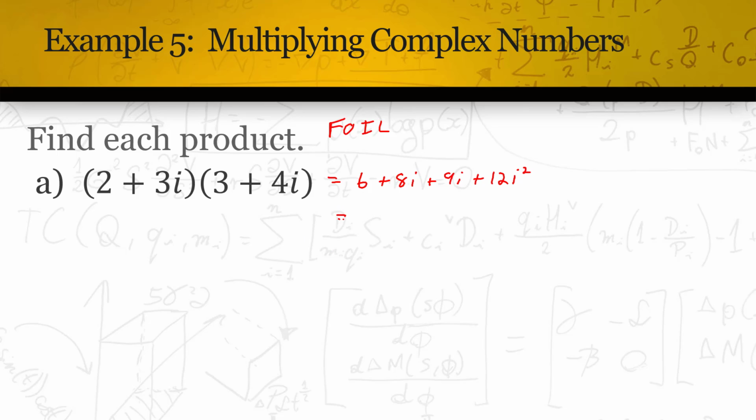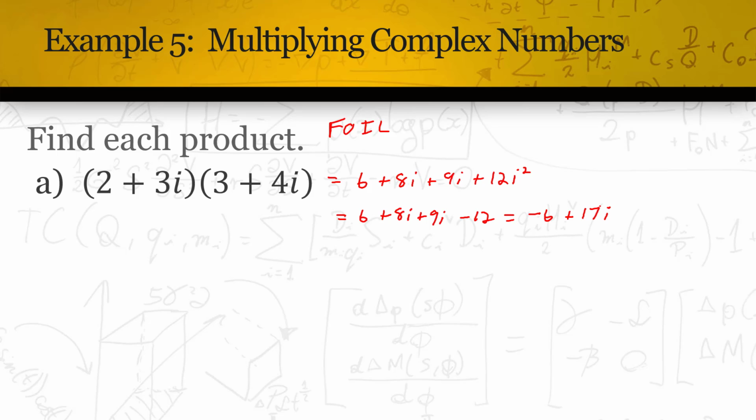So this becomes 6 plus 8i plus 9i minus 12. And then now we can combine the real parts and the imaginary parts. 6 minus 12 is negative 6. 8i plus 9i is 17i.